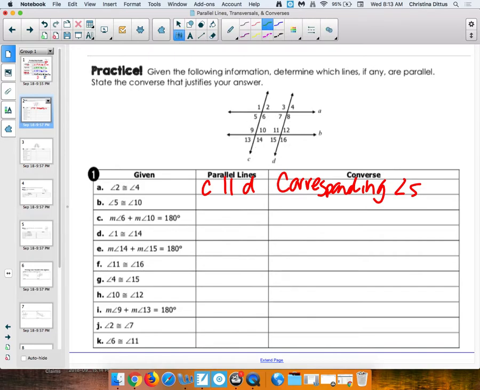So the line that has both of our angles has to be the transversal. So then basically what you're doing is the other lines that touch it have to be parallel. Okay? So I have 5 and 10. The line that has both of them is C. So which ones have to be parallel? A and B. Good. The other two that touch them. So A, parallel, B. And what kind of angles are they? Alternate interior. Good. Alt, int, angles.